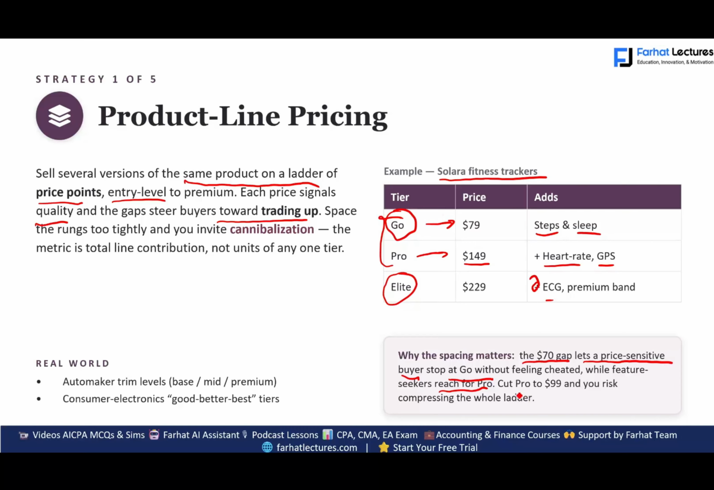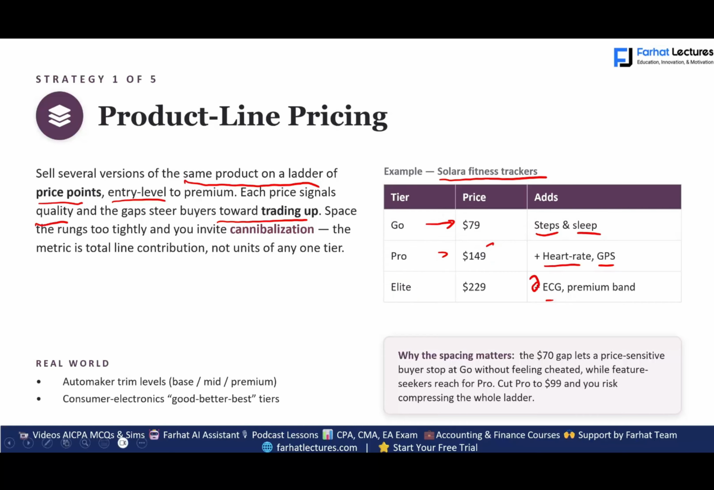If you cut the Pro to, let's assume, $99, and you have the gap only $20, you risk compressing the whole ladder, and you will start to cannibalize the other. You might cannibalize the Pro, or you might cannibalize the Go, because price seekers might think, well, $99, that's a better version, only $20 more, therefore no one will buy the Go anymore, or vice versa. So you want to keep the gaps clear in between.